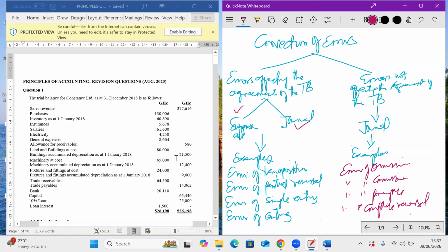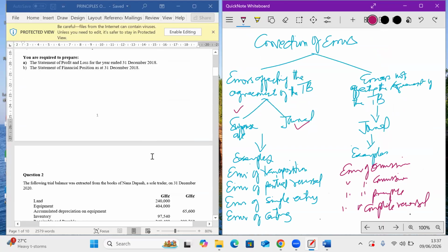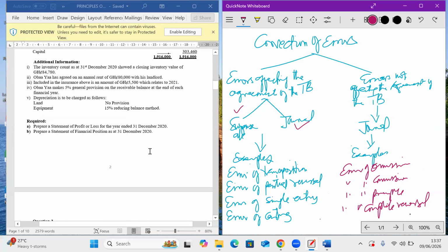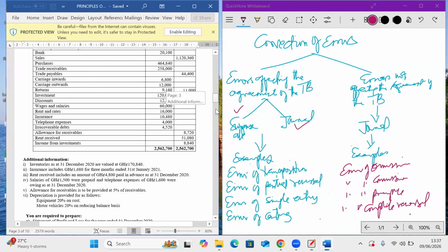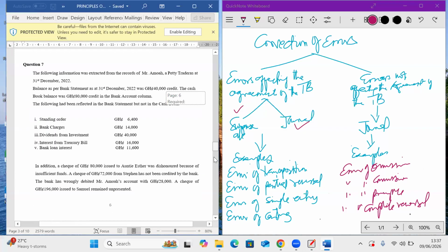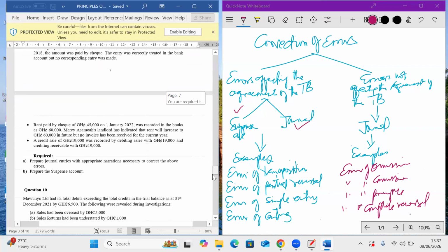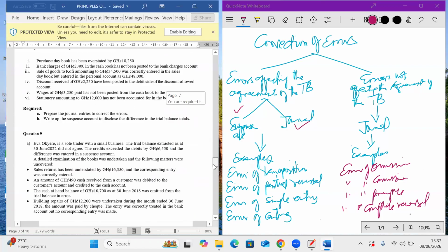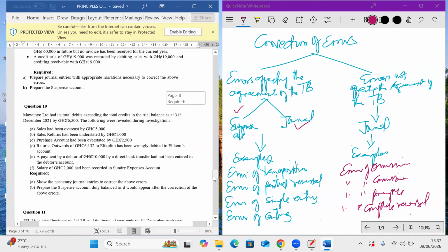All right. Now let's go on. Let's start with question 9. Question 10. Let me see question 10. The easier one first. That one is not many. It doesn't have many transactions. Then after I finish, you come to question 9. Question 9 is quite a lot. Pay attention.